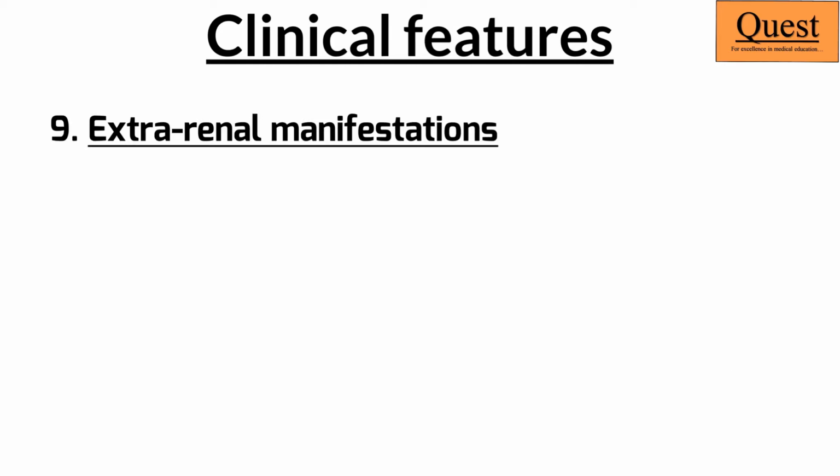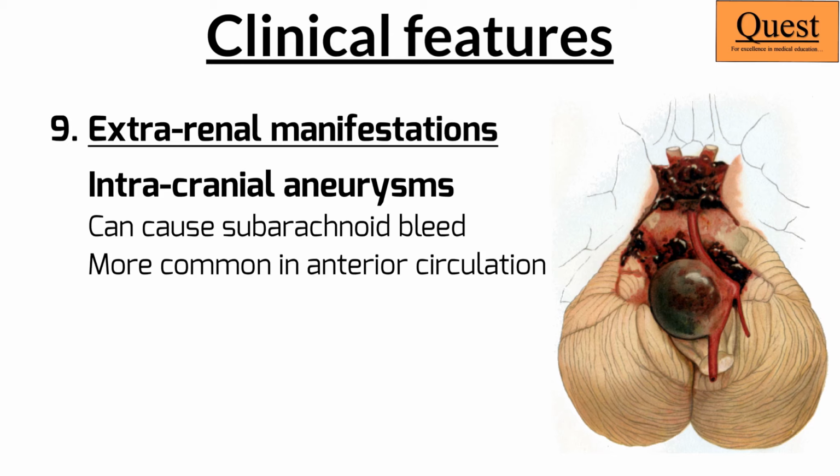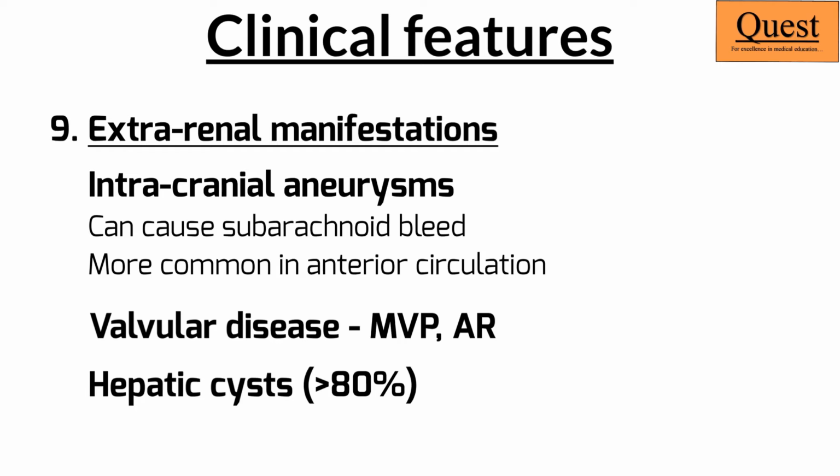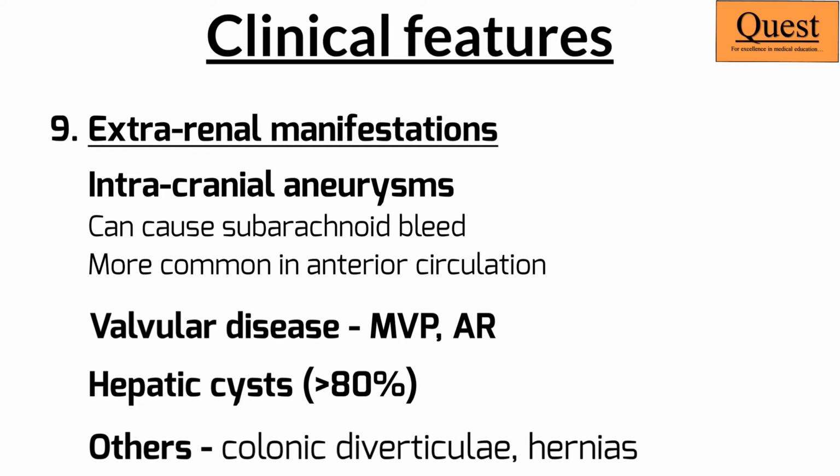Apart from the renal complications, patients can have some extra renal manifestations, and one of the important one is intracranial aneurysms. These aneurysms could rupture, leading to subarachnoid or intracerebral hemorrhages. Patients can also have valvular abnormalities like mitral valve prolapse or aortic regurgitation. Very commonly, patients have hepatic cyst, sometimes can have colonic diverticuli, and sometimes hernia.